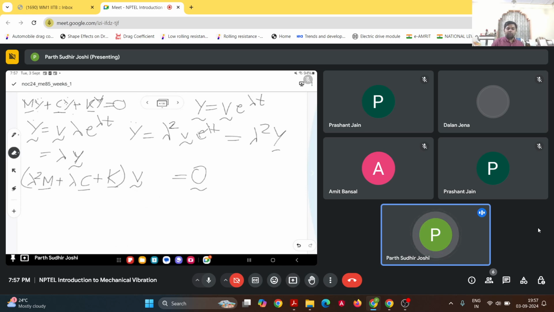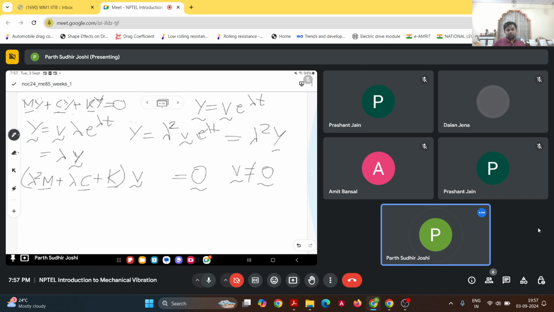The trivial solution to this matrix equation is when the v vector itself is a 0 vector. But if v is a 0 vector, then the response will also be a 0 vector, which means the system is not moving at all. That is not the kind of solution we are looking for. So we have to look for a non-trivial solution where v is not equal to 0.